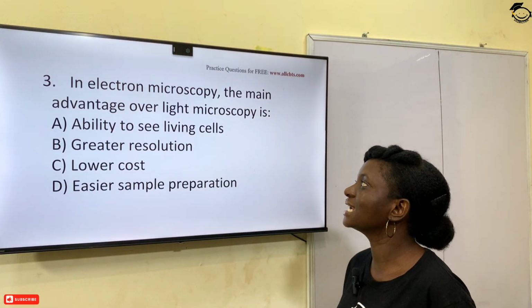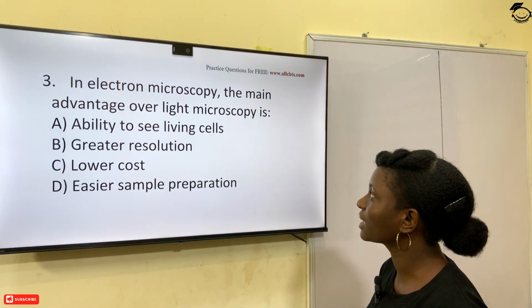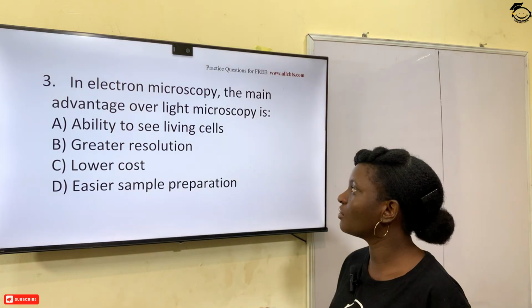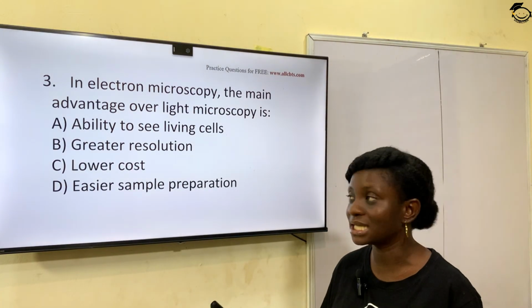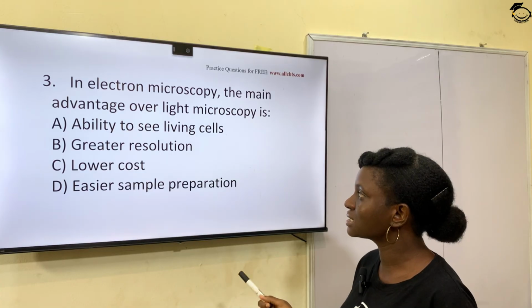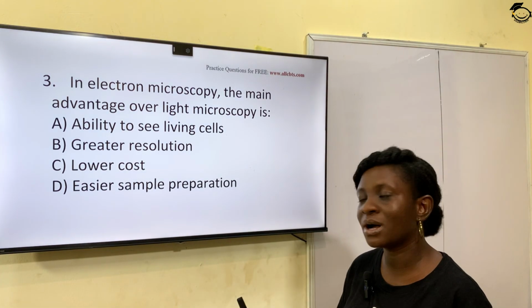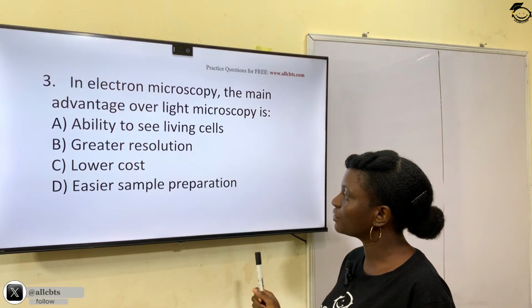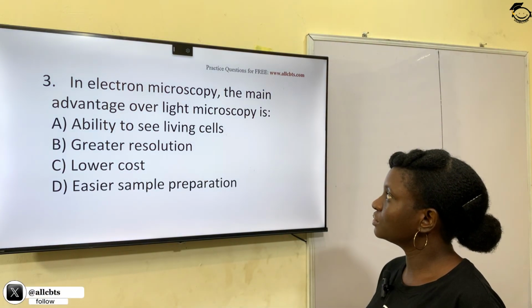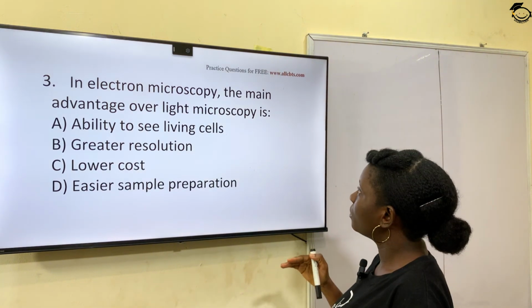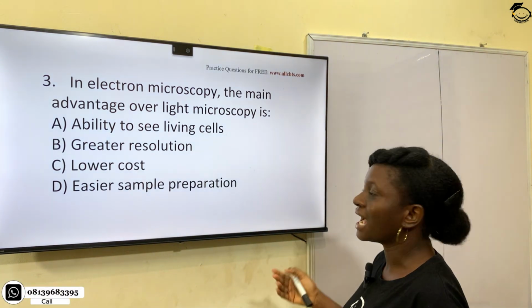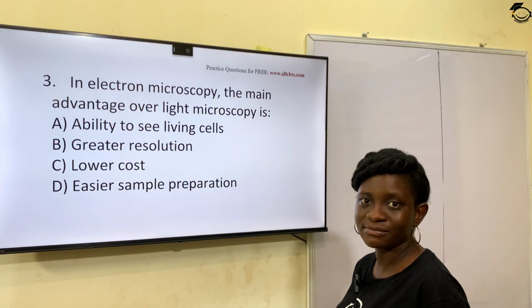Question 3. In electron microscopy, the main advantage over light microscopy is A. Ability to see living cells, B. Greater resolution, C. Lower cost, D. Easier sample preparation. So the question is asking why electron microscopy has greater advantage over light microscopy.